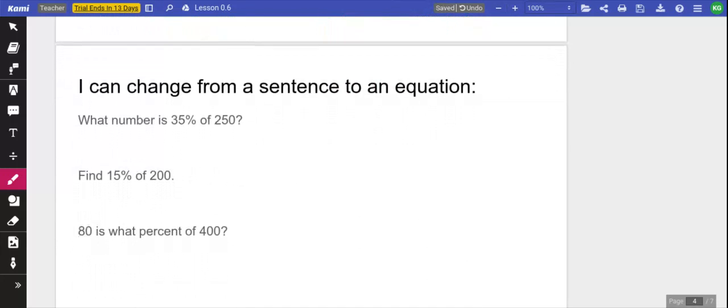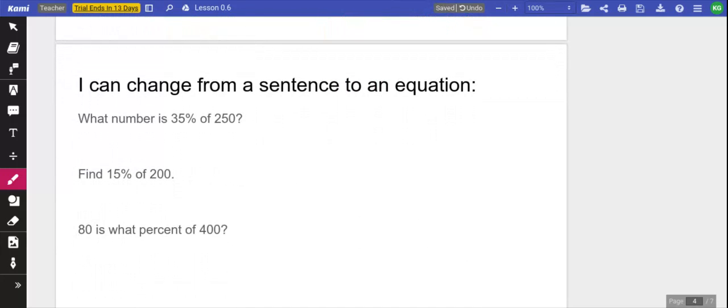Okay, so for example 1 here, it says what number, and so I'm going to use X, is equals 35%. And again, we cannot put percents into our calculator, so we're going to change it into 0.35 because that's 2 places to the left. Of means times 250. On this one, X is by itself, so I don't have to do any math to it. I just take 0.35 times 250, which is 87.5. X equals 87.5.